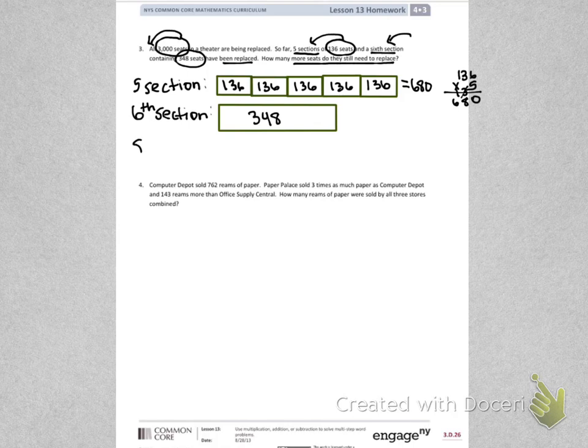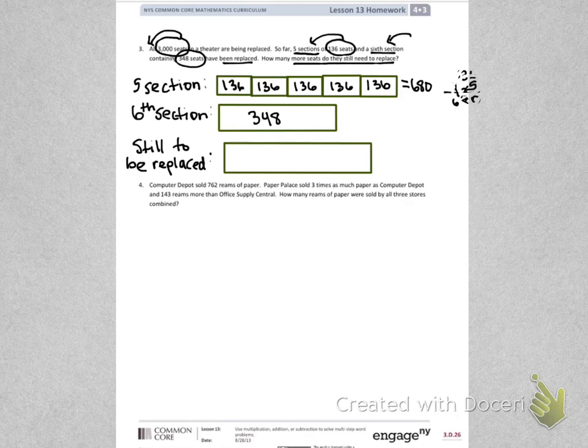So still to be replaced is going to be my next section. And I don't know how much that box is. I'm going to represent it with something that looks about this size. I know it's probably going to be a little bit off, but it's a good start. All together, we need to replace 3,000 seats.